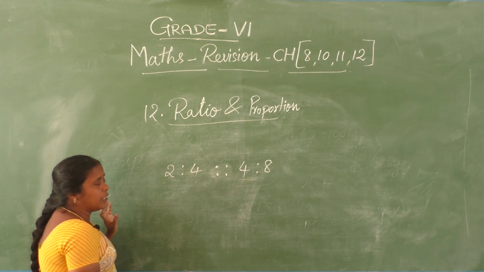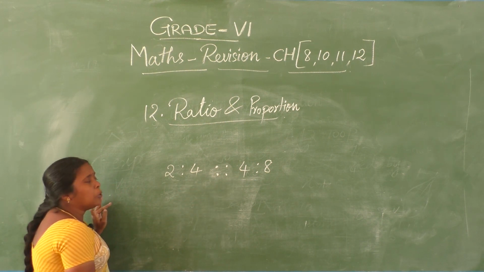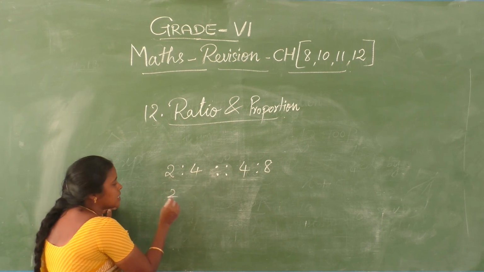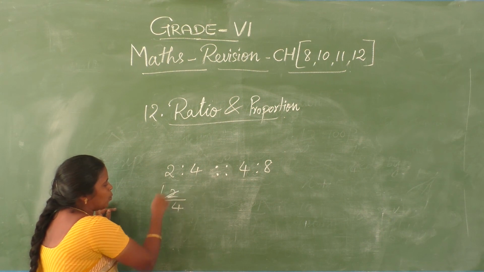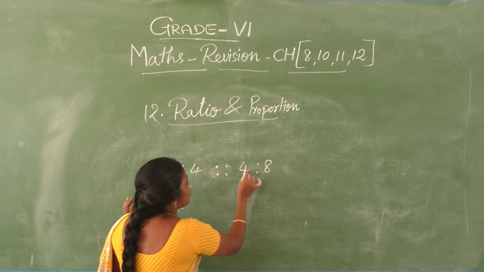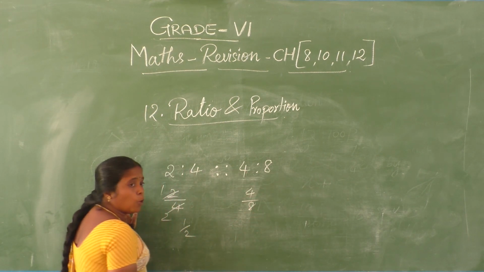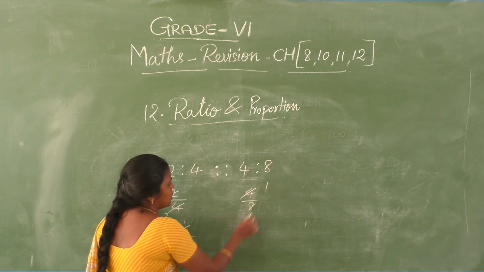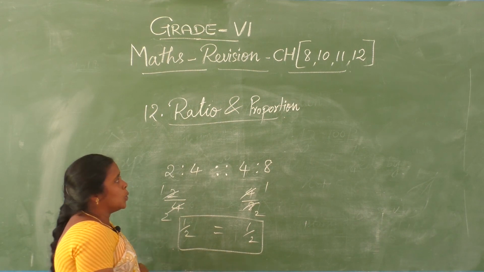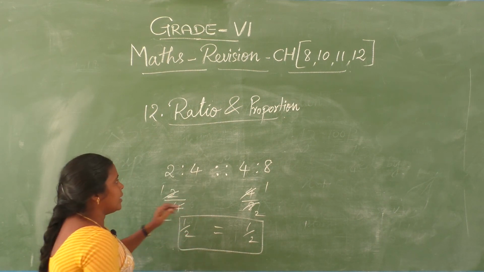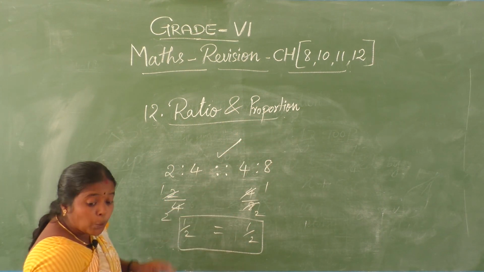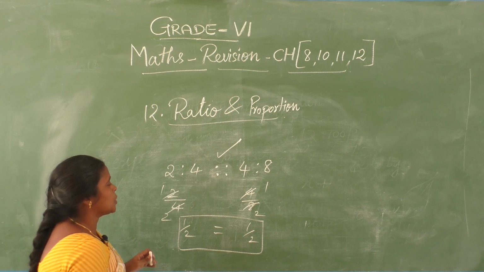First of all, we have to check whether both are equivalent or not. How to check? Take the ratio 2 is to 4 in fractional form, that means 2 by 4. Simplified, 1 two is 2, 2 twos are 4. The answer is 1 by 2. Now 4 is to 8, in fractional form 4 by 8. Simplify that: 1 four is 4, 2 fours are 8, so 1 by 2. Both are equal, no? So the two ratios are equal, and we can say both are in proportion. Clear?